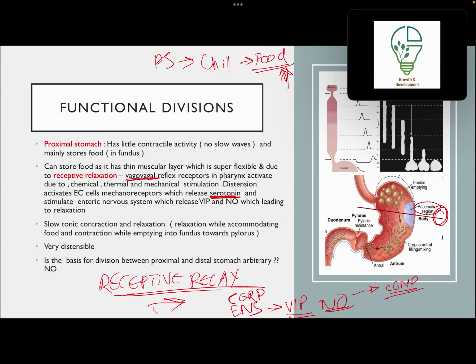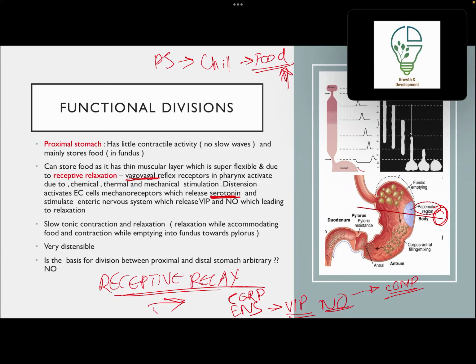So the vagovagal reflex and the enteric nervous system together relax the upper part of the stomach, allowing for more food to be stored there. The proximal stomach has slow tonic contraction and relaxation. Relaxation is when it's accommodating food. So if you're eating, like if there's food, it's going to relax, right? To become bigger, to allow more food to enter.